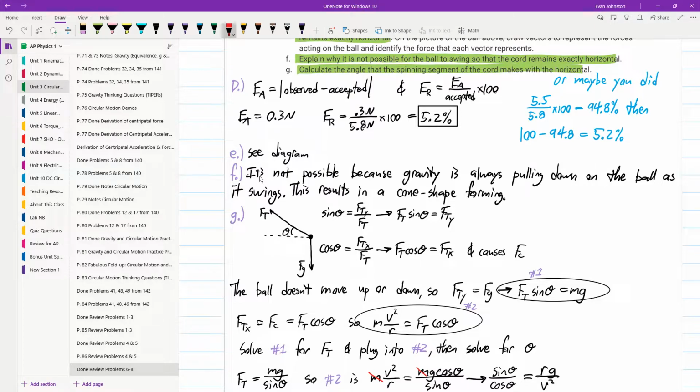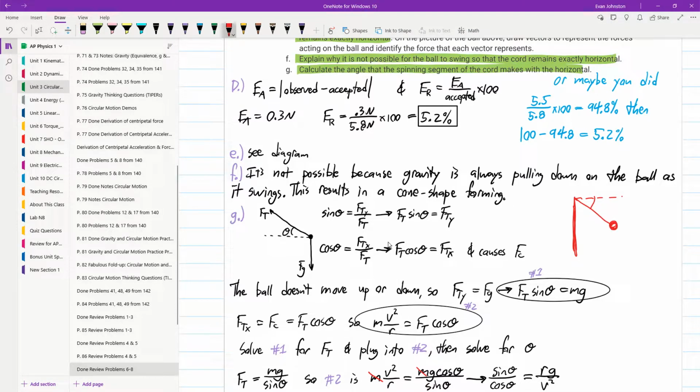Now in G it says, find the angle that the spinning segment of the cord makes with the horizontal. So it's essentially saying it's drooping down. Find the angle that the spinning cord makes with the horizontal. And I've drawn it a different way here, and that's totally fine. We could have looked at it from the perspective of the rod, and then the cord isn't horizontal like this. It's not actually going out horizontal here. It's actually drooping down a little bit. Let's make it solid here. I've kind of exaggerated it here.